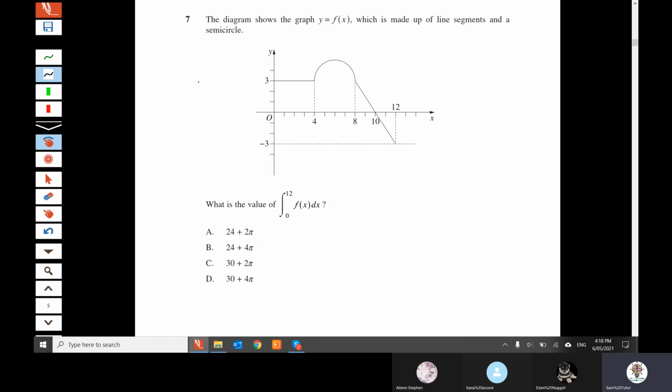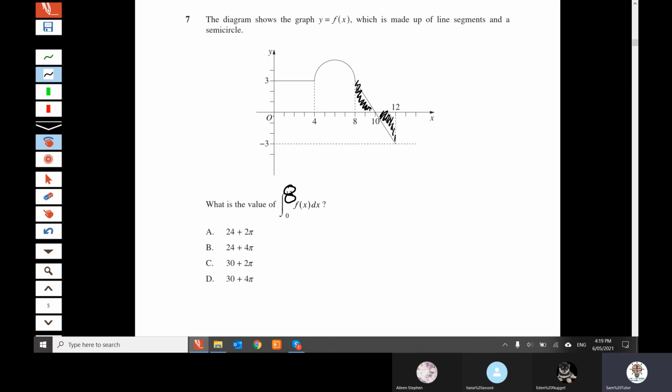The diagram shows the graph y equals f(x), which is made up of line segments and a semicircle. What is the value of the integral from 0 to 12 of f(x)? All right, let's think. I can tell you straight away, let's see if you agree with me, that this area, it doesn't say area, right? But this area and this area would actually cancel out. So it's easier. I'm actually not doing it from 0 to 12, I'm doing it from 0 to 8. That's the first thing I think about.